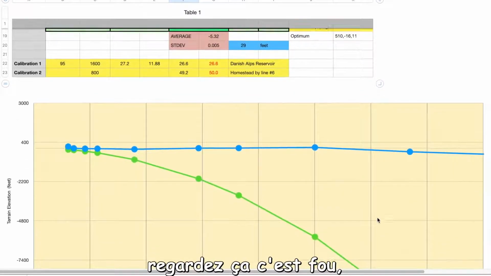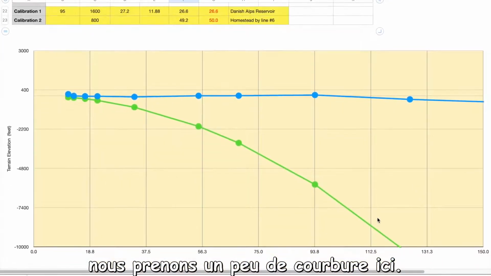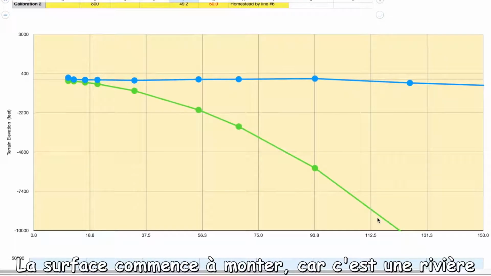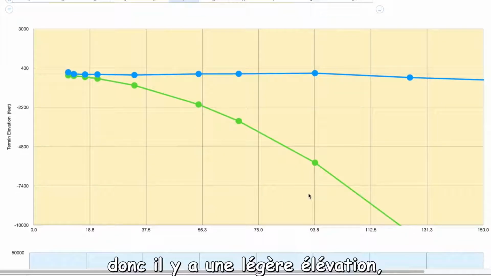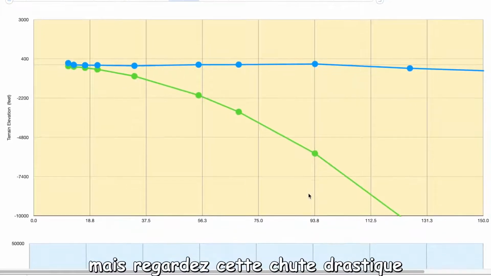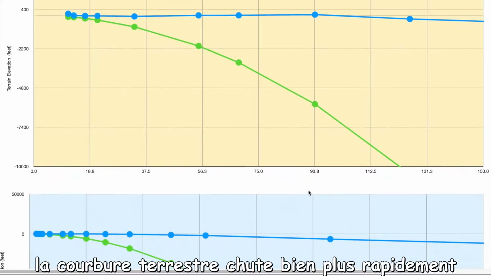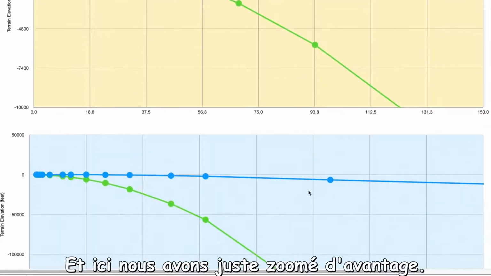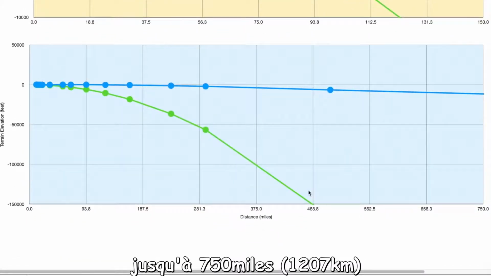Now here's the incredible result, folks. Look at that. This is crazy. We're picking up a little bit of a curvature there, but in Google Earth I studied it. The surface does begin to go upwards, because it's a river that's flowing, right? And it flows downhill, so it lifts up a little bit. But look at that drastic drop, right? The curvature of the Earth drops away much faster. And here we're just zoomed out a lot more, up to 750 miles.